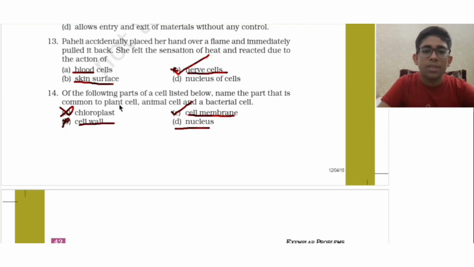Option number D, the nucleus. We know that plant cell and animal cell both contain the nucleus, but the bacterial cell will not be counted as it does not contain any bounded nucleus. It just contains a dense region where the genetic material is stored. So nucleus will not come under the correct option. Only option C is correct.